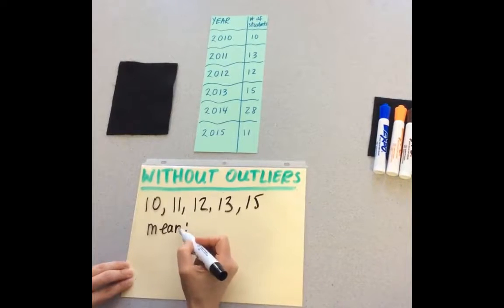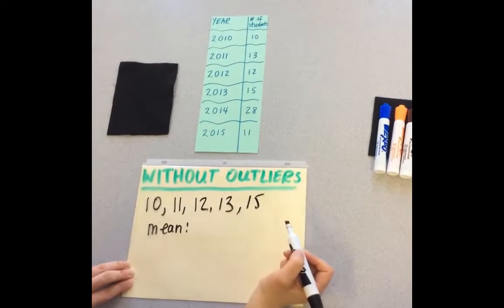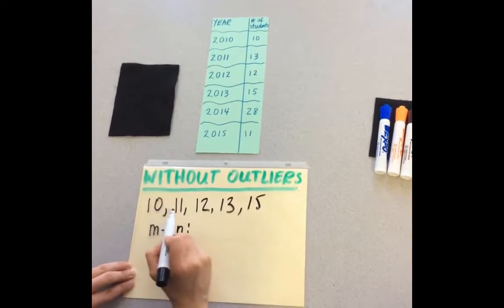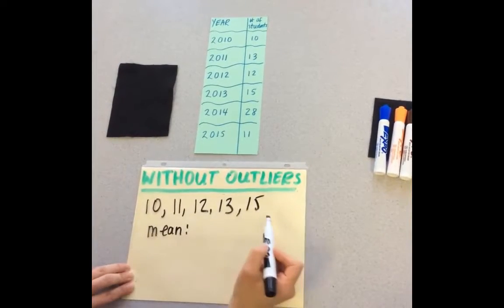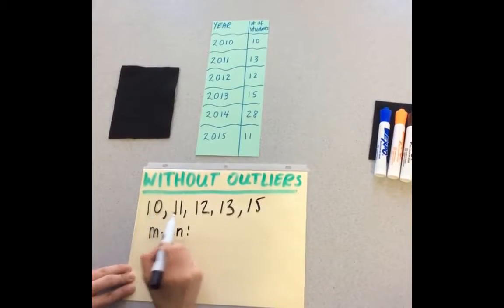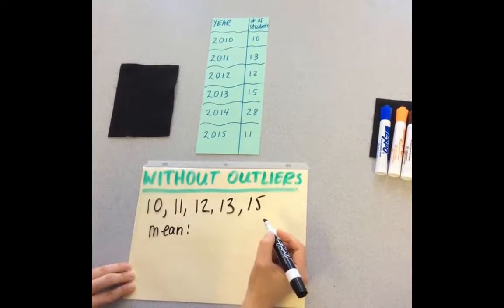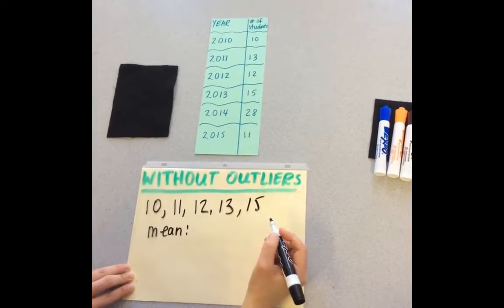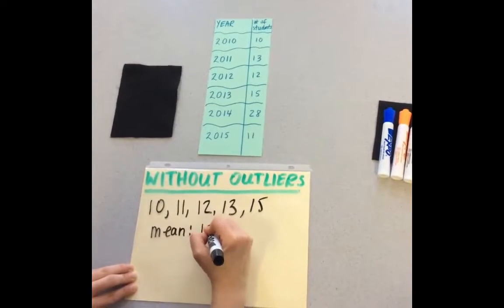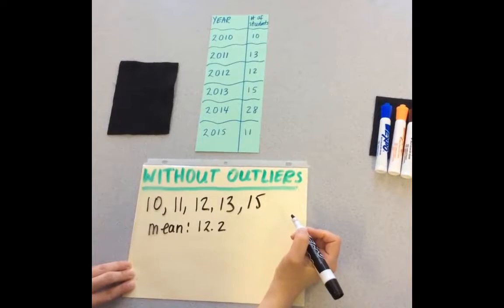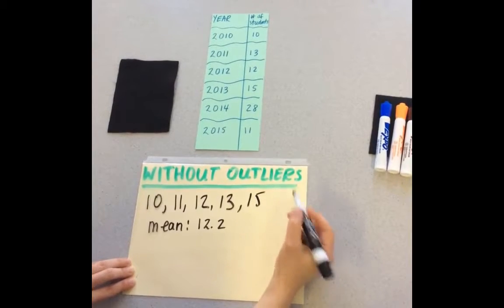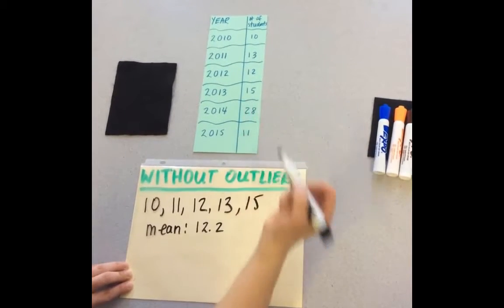So remember, to find the mean, I have to find the sum of all of these numbers. So I'm going to add 10 plus 11 plus 12 plus 13 plus 15. But instead of dividing it by 6, I only divide it by 5 since there are just 5 numbers in the data set. And when I do that, I calculate that the mean is 12 and 2/10. That's a substantial drop from the mean when I do include the outlier.